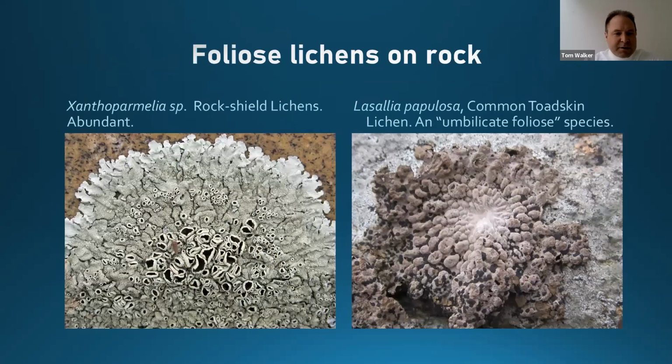Foliose lichens on rock, Xanthoparmelia on the left. This is the one that you find growing on asphalt. And the one on the right is called umbilicate foliose species. This is common toadskin. New growth in these particular lichens is placed at the center, so the outer edges become ragged. All other foliose lichens put new growth at the edges, and eventually the center will die out.